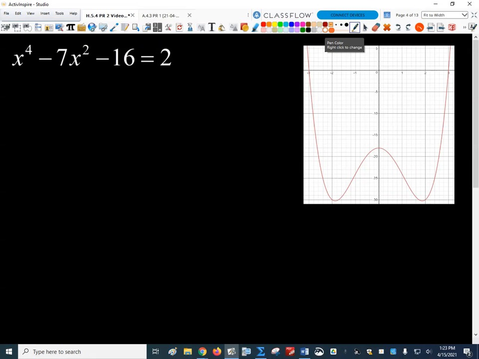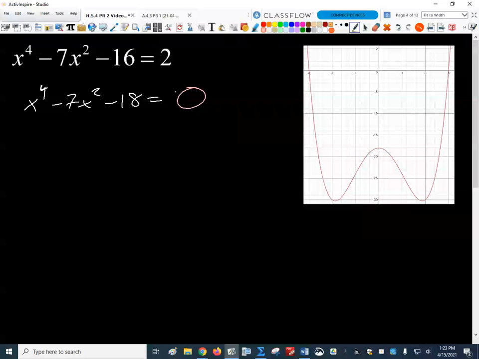There we go. So if I subtract 2 from both sides, I'm going to get x to the 4th minus 7x squared minus 18 equals 0. It's in standard form, right? So now what? I mean, this is a 4th degree polynomial. We don't know how to factor a 4th degree polynomial, right? Or do we? This is a trinomial, right? We have a lot of practice with trinomials.